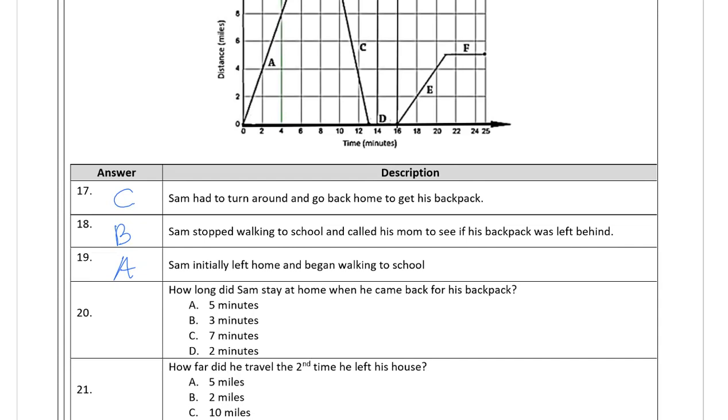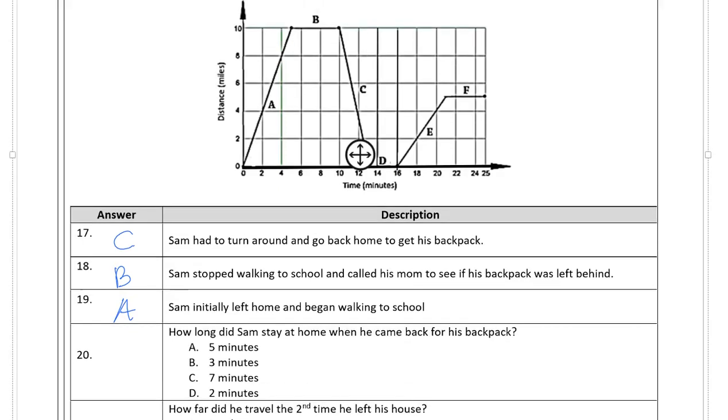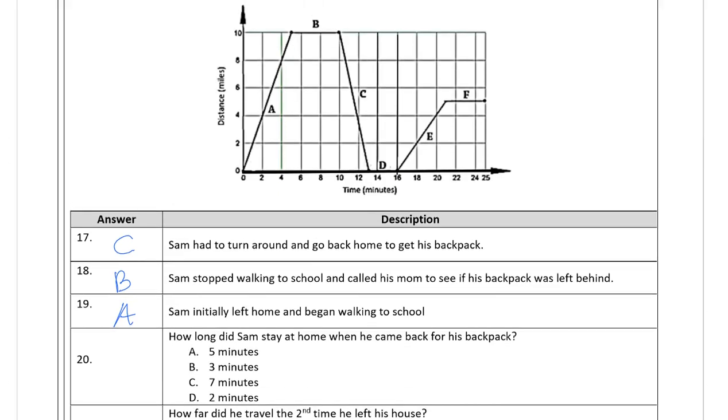Okay, how long did Sam stay at home when he came back for his backpack? So we left, we left, called, got home. So D is going to represent when we were at home. So if I look at the time axis here, it looks like he stayed from 13 to 16 minutes. So that means 16 minus 13, we were there for 3 minutes.